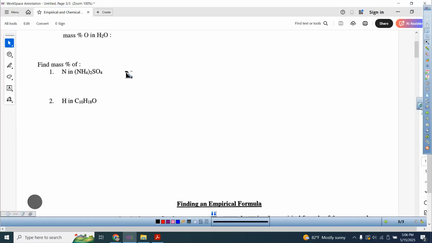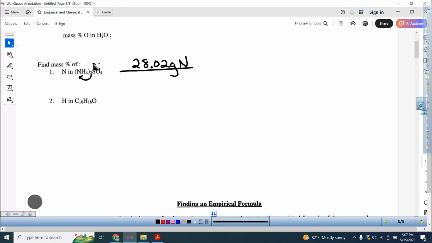So here we're looking for the mass percent of nitrogen in ammonium sulfate. And in ammonium sulfate, I have 2 of these NH4s. That means 2 ammoniums. That means that I have 2 nitrogens. And each nitrogen has a mass of 14.01, and so that means I have a total of 28.02 grams of nitrogen in my compound.